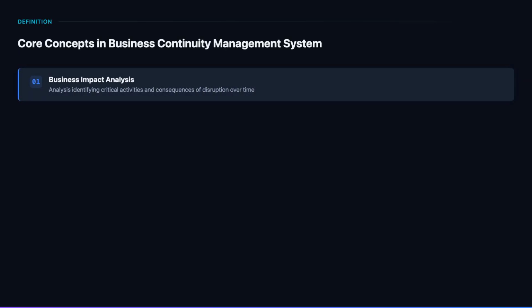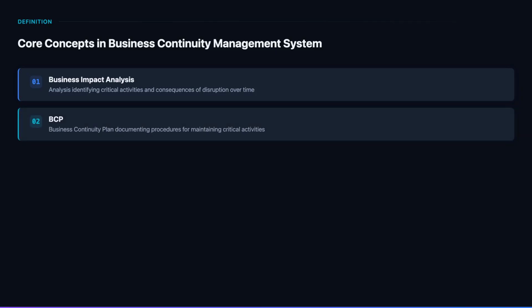The business impact analysis is the most important analytical step in BCMS development, establishing which activities are critical, what happens if they are disrupted for hours, days, or weeks, and therefore how quickly they must be recovered. A business continuity plan is the operational response document that tells teams exactly what to do when a specific type of incident occurs, covering activation procedures, responsibilities, resources, communications, and recovery steps.